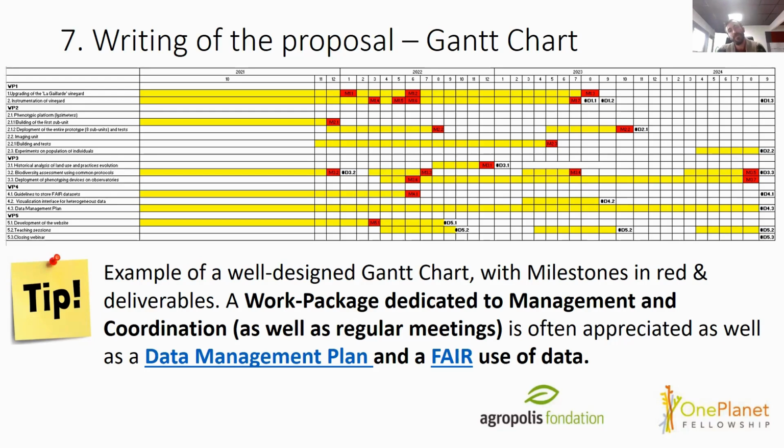And as well, what is also more and more appreciated is a FAIR use of data. Basically, it means that the data generated by the projects are going to be accessible by anyone. And it's complementary with the data management plan. FAIR means findable, accessible, interoperable, and reusable. So depending on what I mentioned before, the philosophy of the call and so on, it could be really a good point to have a data management plan. Here it's in Work Package 4.3, and a FAIR use of data could be appreciated.